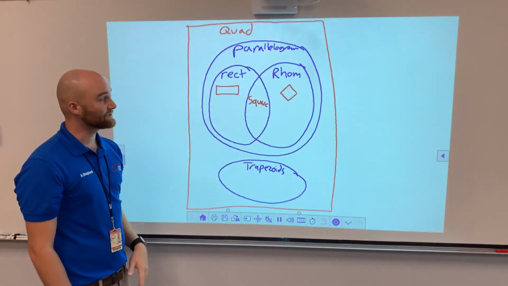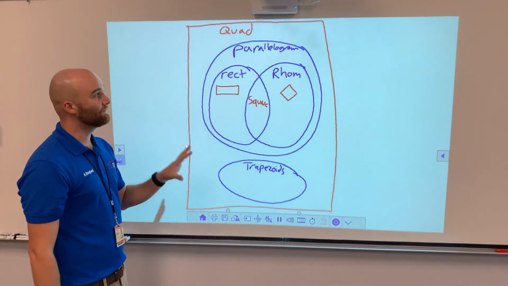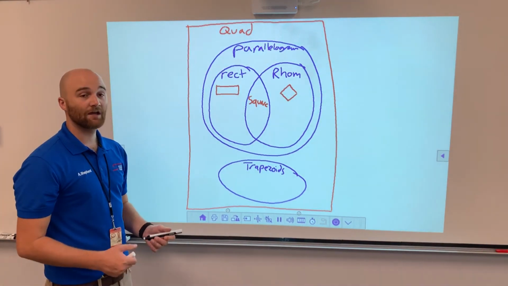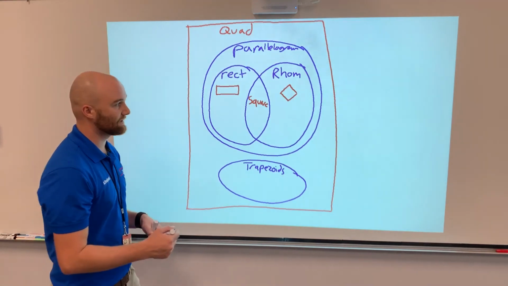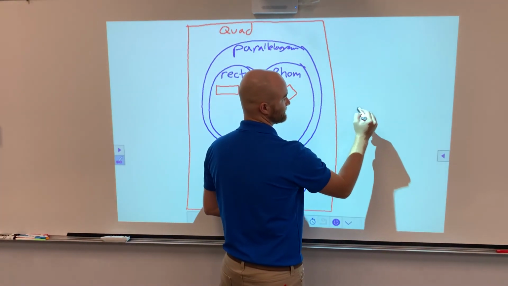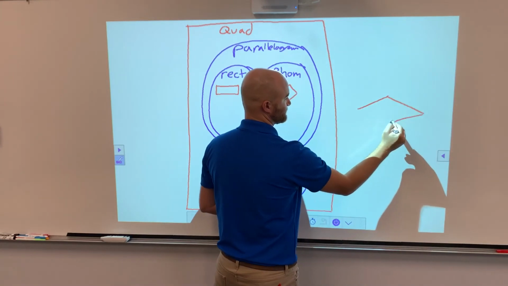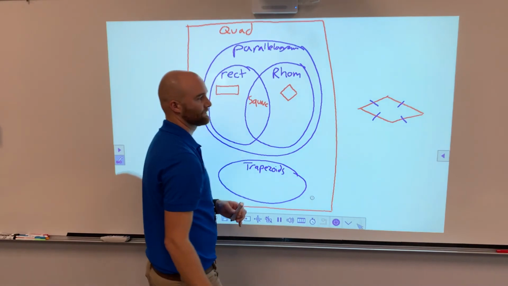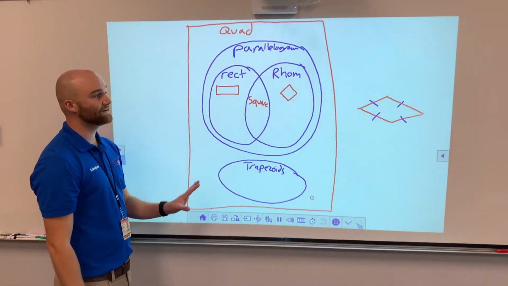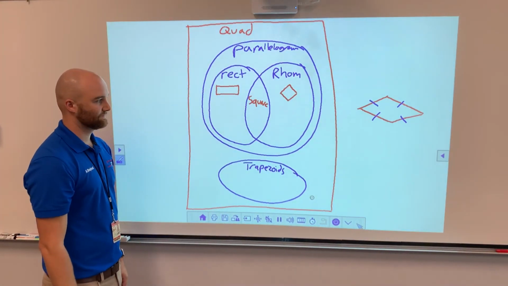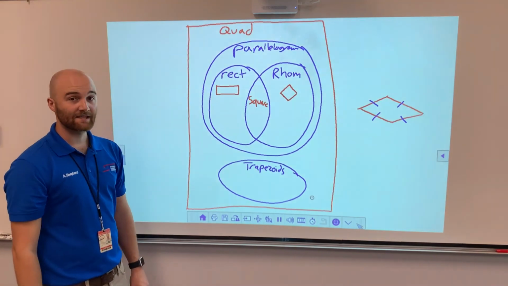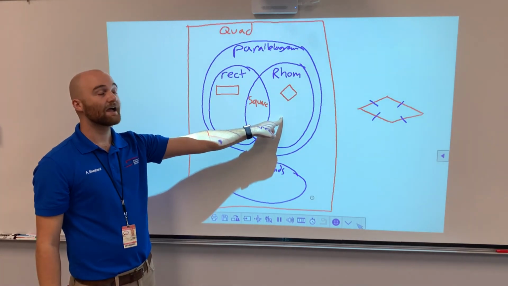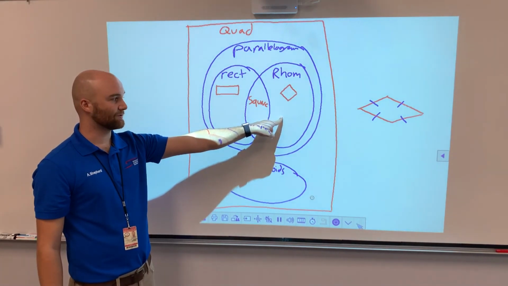Using this graphic organizer, we can figure out the relationships of all sorts of different shapes. So I'm going to draw a shape here, and I want you to tell me all of the names for that shape. So put your finger in what kind of shape you think that is. I think that's a rhombus. Now I want you to look and say, what are the names for that shape?